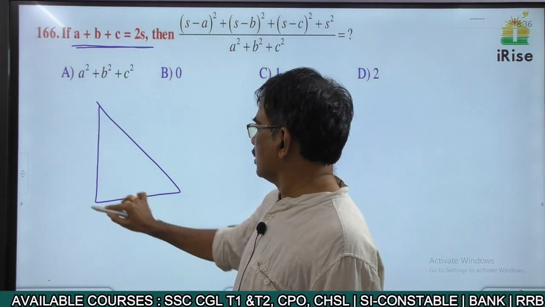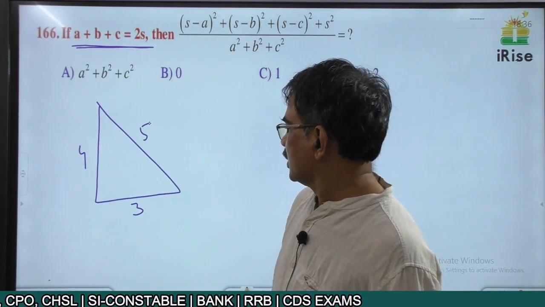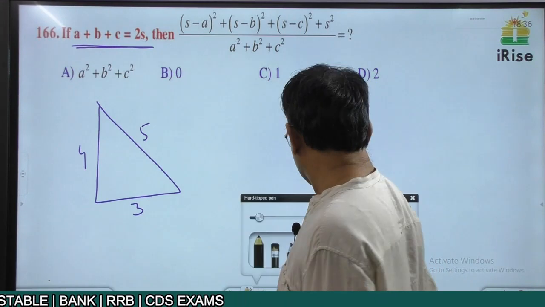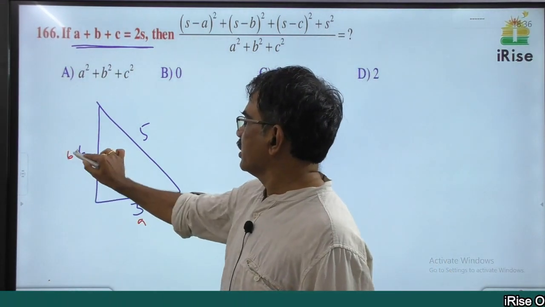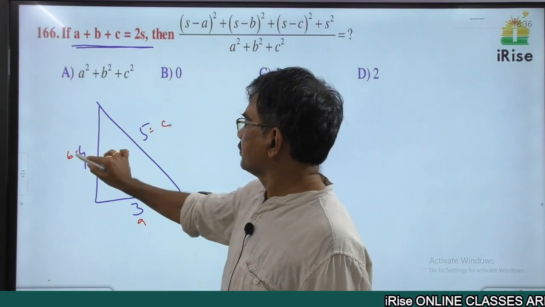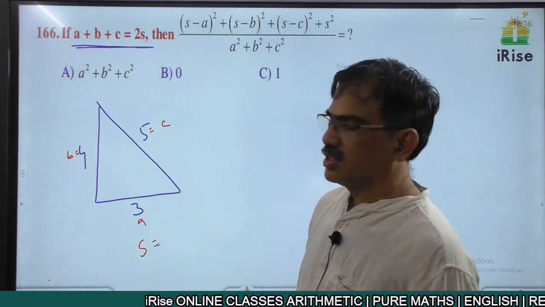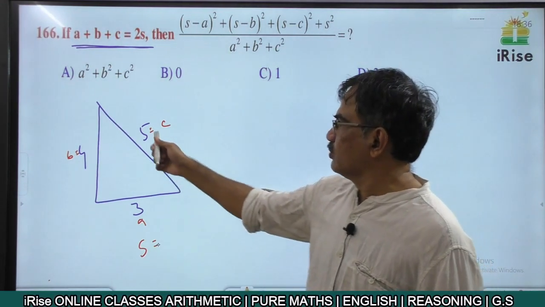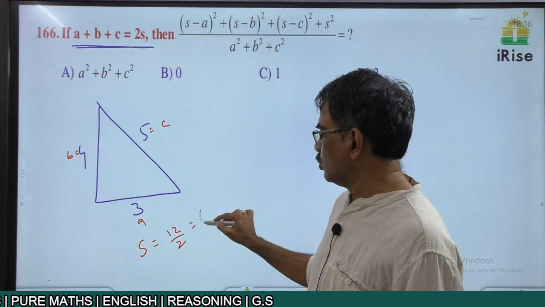Okay, this is 3, 4, consider this as 5. Consider this as A, this is B, consider this as C. Then what is S? S is nothing but the semi-perimeter, A plus B plus C by 2: 5 plus 4, 9, 9 plus 3, 12, 12 by 2 is equal to 6.